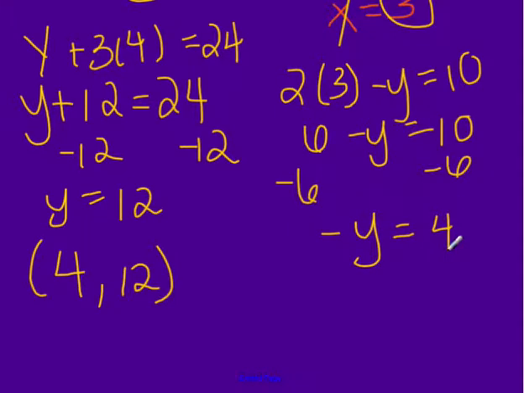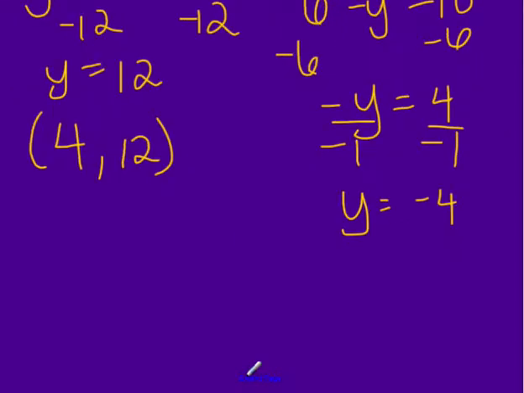Well, I certainly don't want to know what a negative y is. So I'm going to divide both sides by a negative 1. That's how I can get rid of that negative sign. So I'm going to get that y is equal to negative 4. Last but not least, we need to write that out as a coordinate point. First your x, and then your y. And that is your final answer for that one.